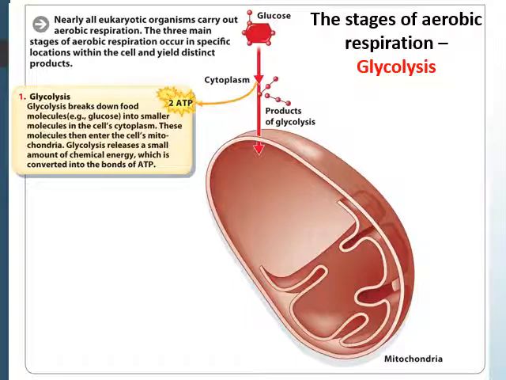Glycolysis is basically taking that glucose or that food and breaking it down into even smaller molecules in the cell's cytoplasm. So this is again happening in the cytoplasm. And then once we have the actual products of glycolysis, it is going to release energy, and this is one of those things where in order to make money, you have to spend money. Same thing here. In order to make energy, we've got to use a little bit of energy.